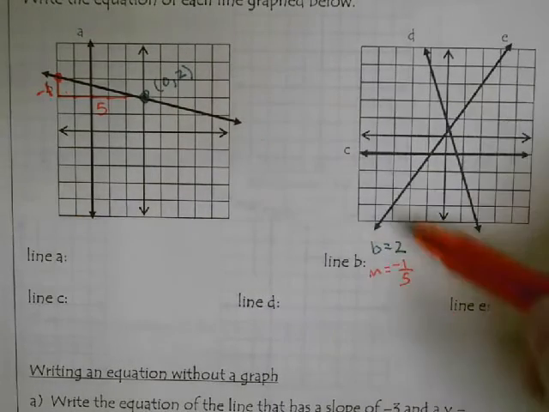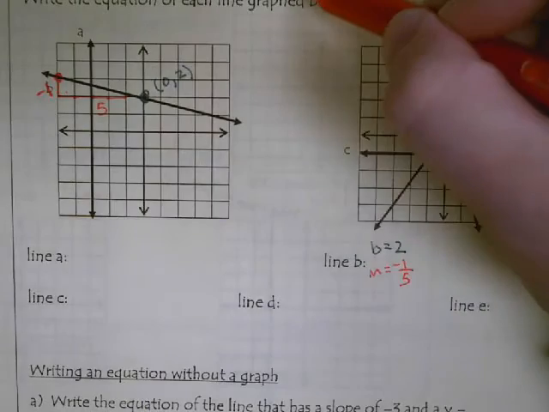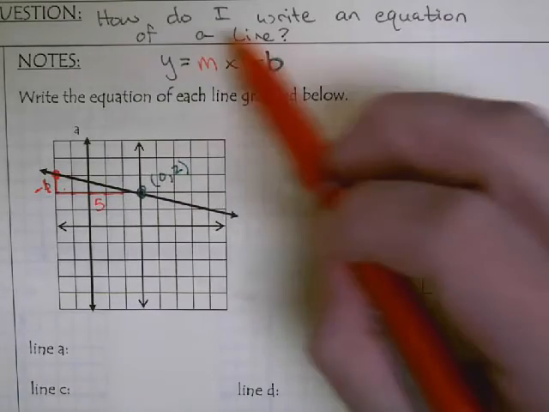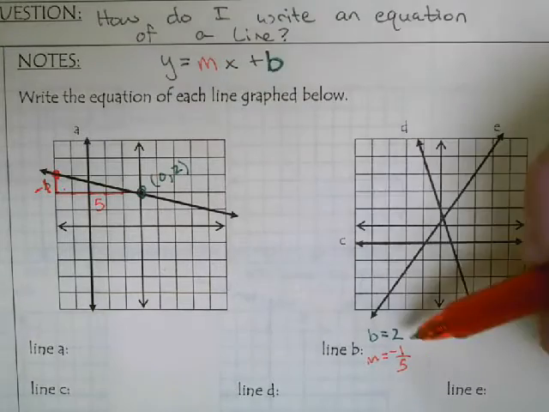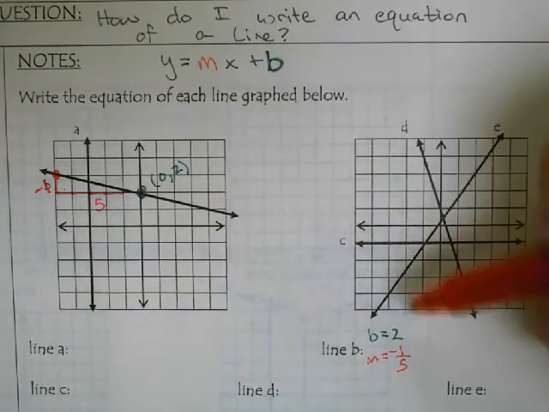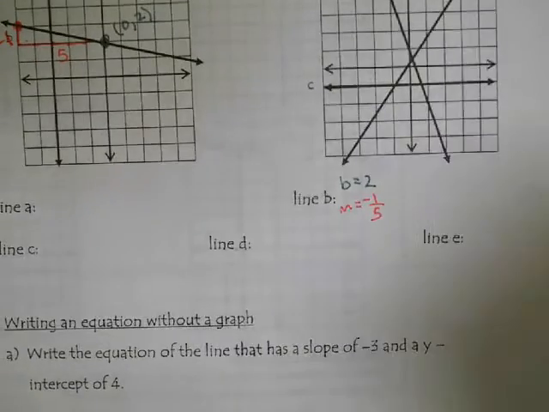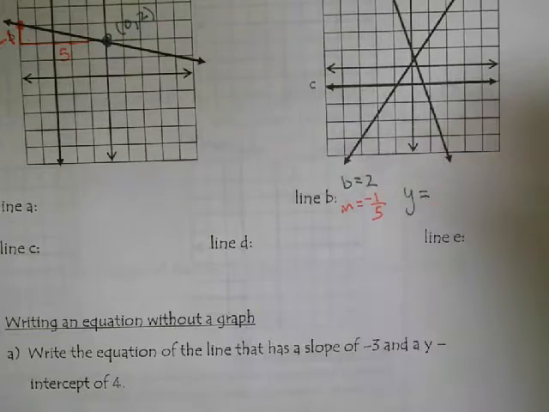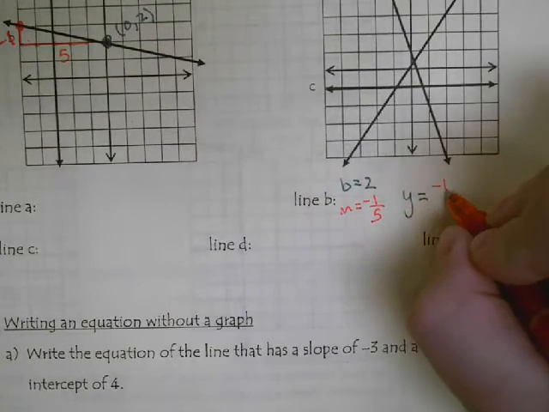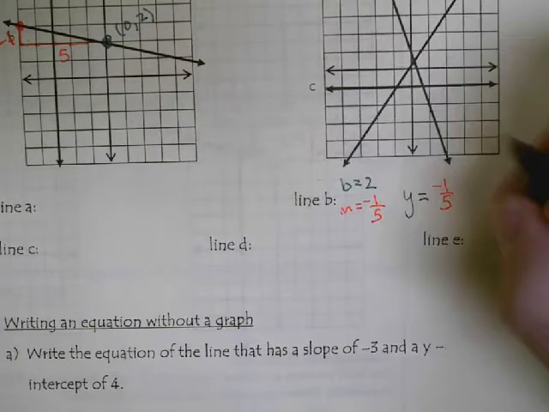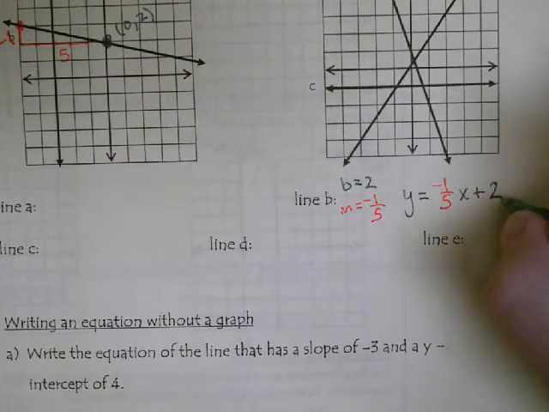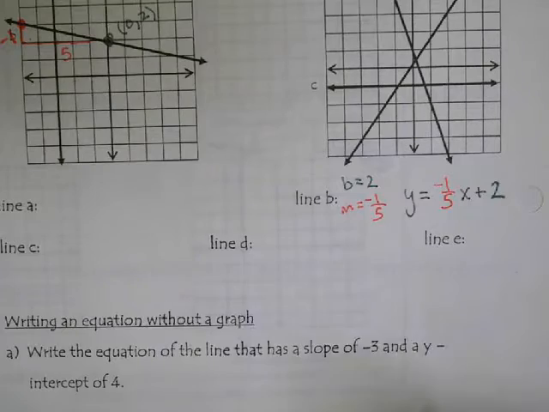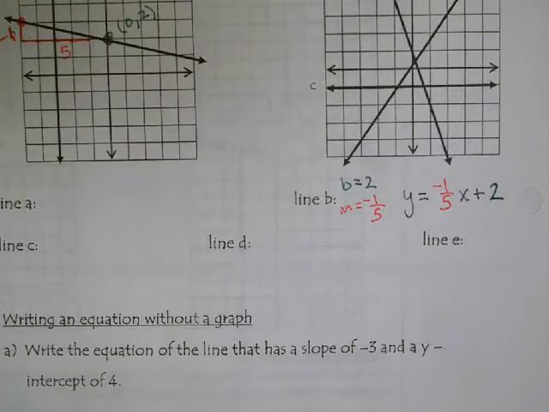And now we just plug these values into our y equals mx plus b. y equals will stay y equals. m will turn into that number, negative 1/5, and b will turn into 2. So we'll have y equals negative 1/5 x plus 2. Plugging my m in, plugging my b in.